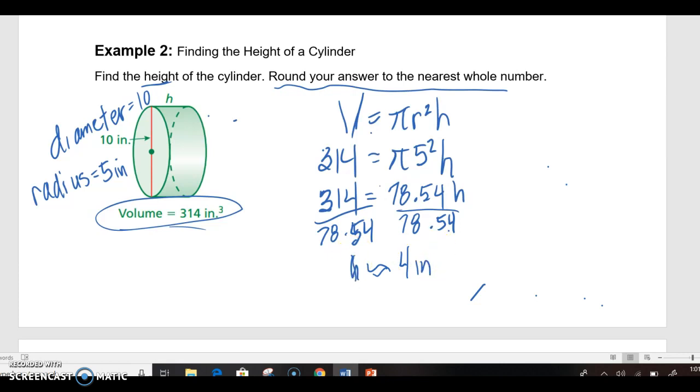Okay, and notice when I put that label on my answer, I'm just labeling it inches. I'm not doing inches cubed because the dimensions of your figure are a linear measure, so they do not get cubed. Just the volume is cubed, but the length, the width, the height, the radius, all of those are linear measures. Okay, so we're going to leave it at that.